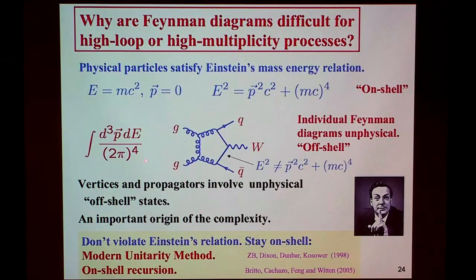And when we look at the Feynman diagrams, the instructions are to integrate over all energy momenta, and that violates Einstein's relation. Now, that probably sounds like a bad thing. You don't want to violate an Einstein relation. I wouldn't do that. And in fact, that's the source of the problem. What happens is the individual diagrams are not physically meaningful. And if you can figure out a way of doing things where you don't violate Einstein's relation, then you can do better. There's something we call the modern unitarity method, on-shell recursion, and those have been very helpful ways of looking at scattering amplitudes.